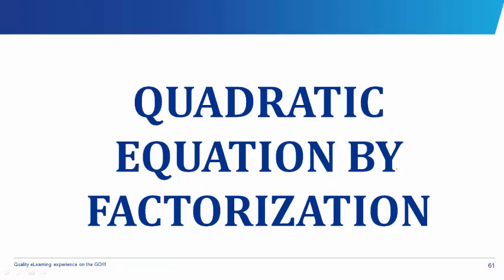Quadratic equation by factorization. Having done factorization of quadratic expressions in the previous chapter, we're now going to look at not the expression this time around, but solving quadratic equations. So let's take the first quadratic equation, which goes this way: x squared plus 8x minus 20 equals 0.